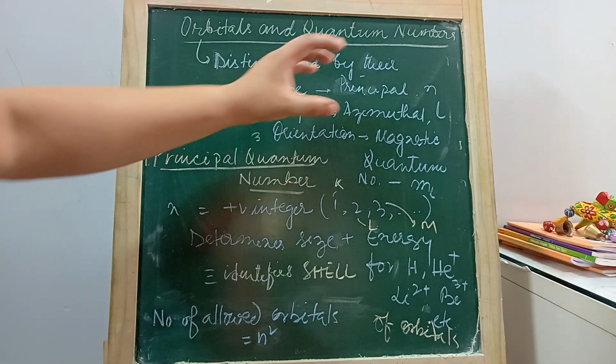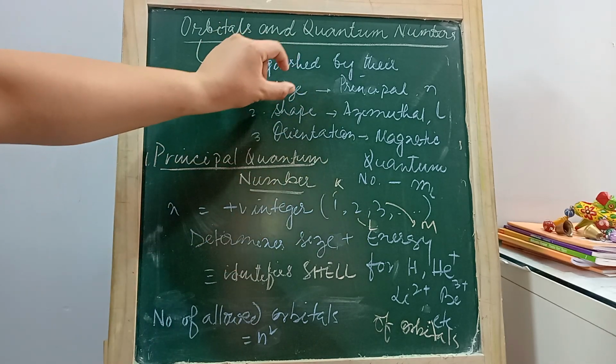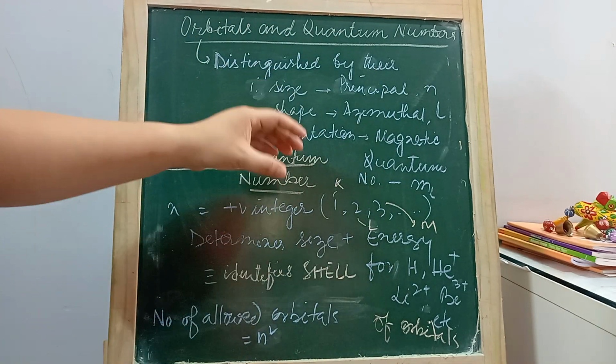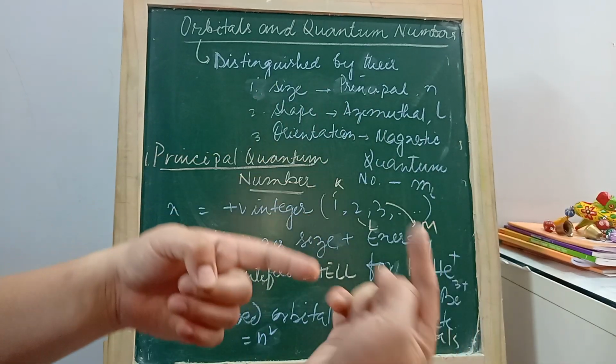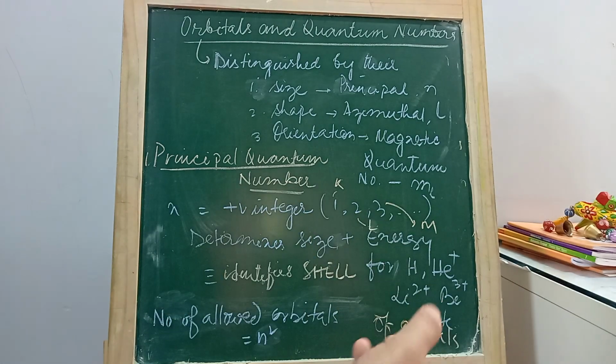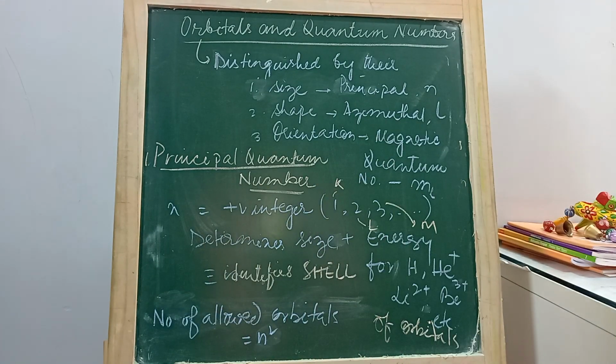So an orbital is distinguished by its size, shape, and orientation. Size corresponds to the principal quantum number, shape corresponds to the azimuthal quantum number l, and orientation corresponds to the magnetic quantum number ml. For any orbital, there will be a specific principal, azimuthal, and magnetic quantum number.